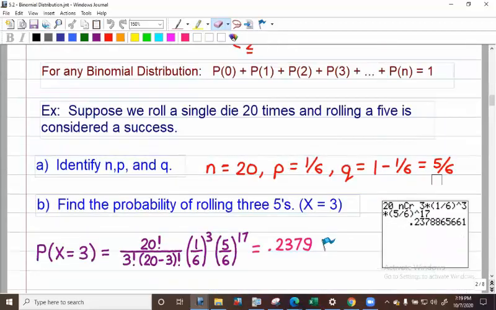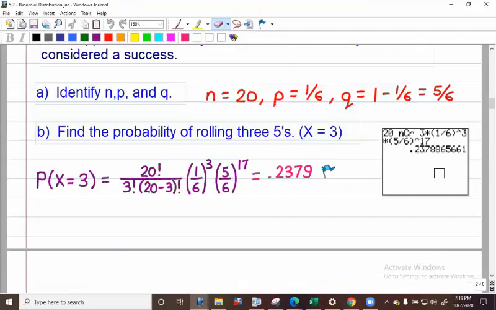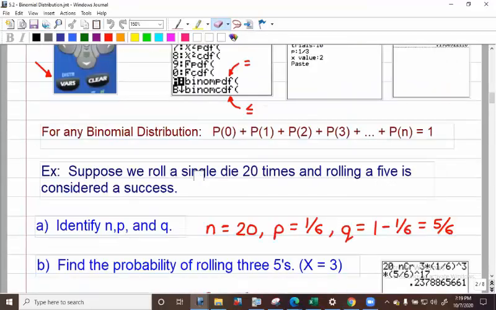All right, now we'll do this one in the calculator. Roll a die 20 times, and we're just saying rolling a 5 by itself is considered a success. So all we care about is whether it's a 5 or not a 5. If it's not a 5, we don't care what it is. It's just not 5. Yeah, so it's either 5 or not 5.